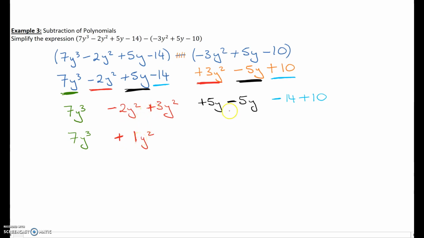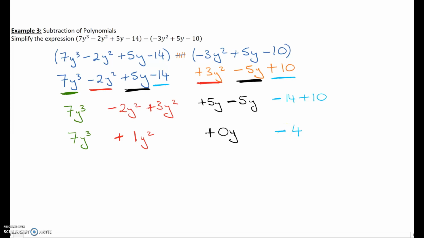Now the y's, this is the first time we've met something like this. Plus 5y, minus 5y, they have different signs, so we'll subtract. 5 from 5 is 0, so that's no y, or nothing at all. Anytime you get 0 in front of a variable, it's nothing at all. So if you want to, you can put plus 0y there for right now, but we're not going to include it in our final answer, because 0y is just nothing. And then the last piece here, negative 14 plus 10, the numbers, they have different signs, so it's subtraction. 10 from 14 is 4, but 14 was bigger and it was negative, so it's going to be minus 4.